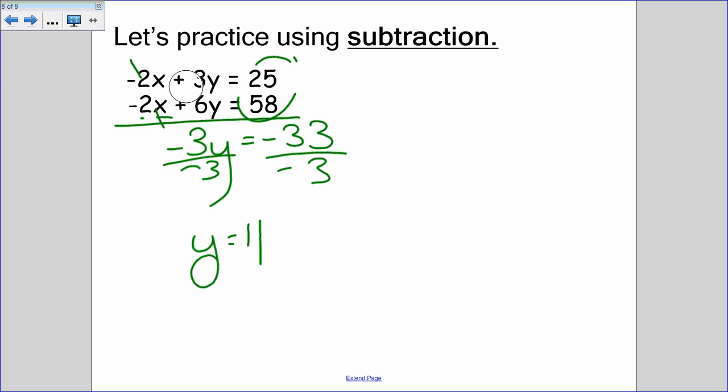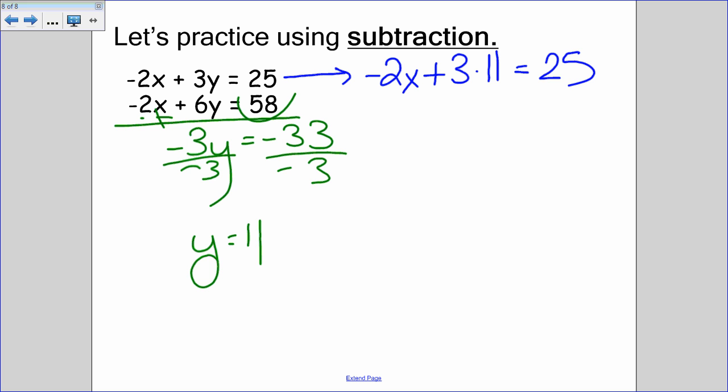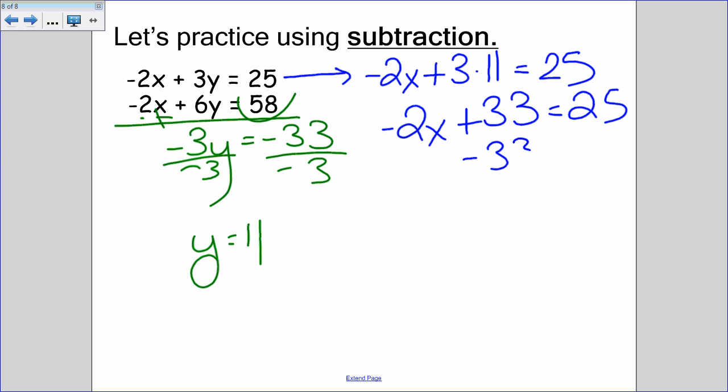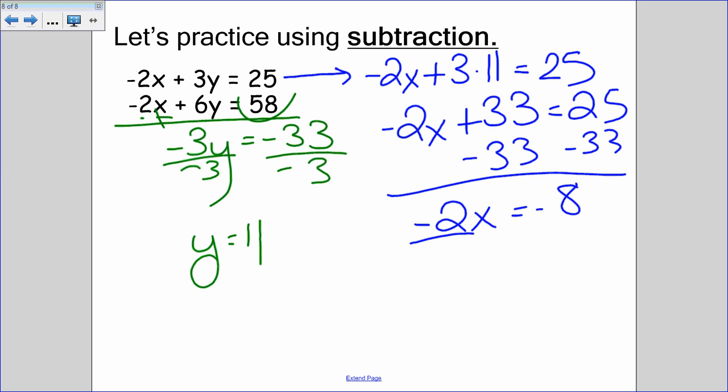Okay, let's pick an equation to plug that back into. Sure, let's use the first one. If we use this equation, we have negative 2x plus 3 times 11 equals 25. What is 3 times 11? Good, 33. And if we have positive 33, we're going to subtract it from both sides. And we have negative 2x equals negative 8. You divide by your coefficient of x, you should get that x equals 4.